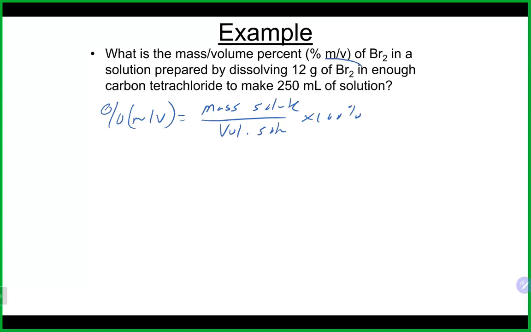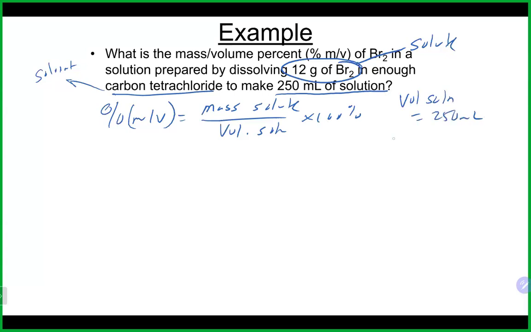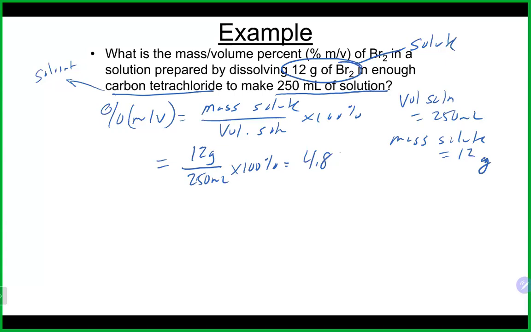And obviously here, the bromine is being dissolved, so that is our solute. Carbon tetrachloride is actually our solvent in this case. And we are making 250 milliliters of solution. So we know the volume of the solution is 250 milliliters. We know the mass of our solute there is 12 grams. All you have to do is divide it at this point. So 12 grams divided by 250 milliliters times 100%. And that's going to give us 4.8 percent.